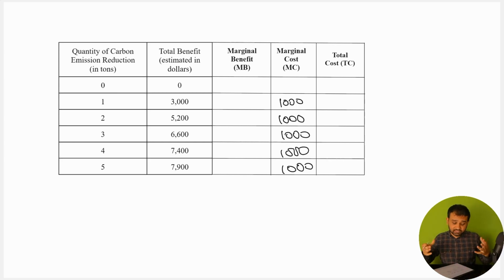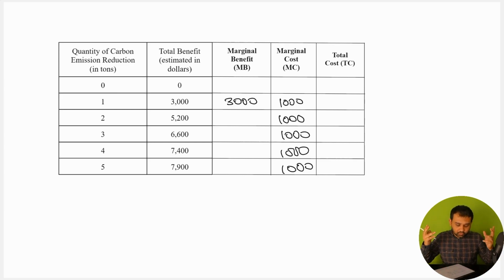And what is the marginal benefit? Well, marginal benefit is the benefit you're getting from an additional unit. So when the first unit of carbon emission is reduced, the total benefit is 3,000. So that's the benefit you're getting from reducing the first ton of carbon emission. So 3,000 minus 0. So this is 3,000.